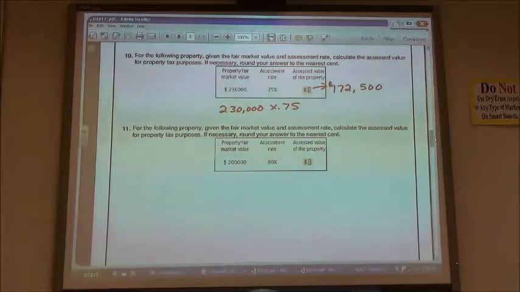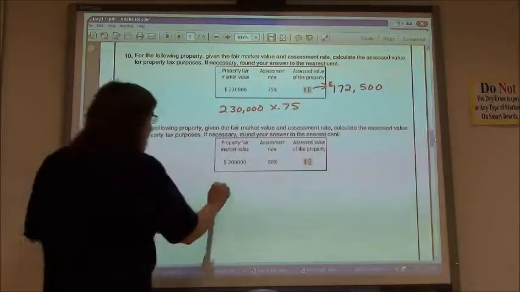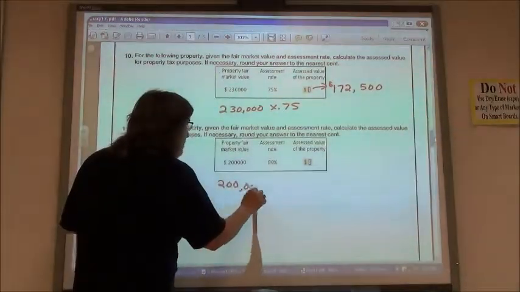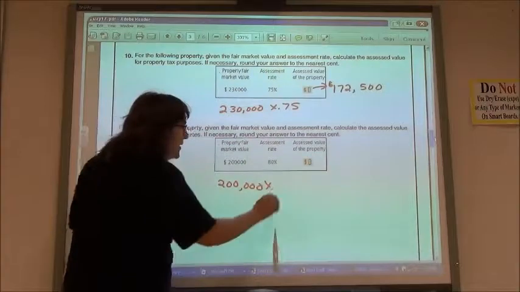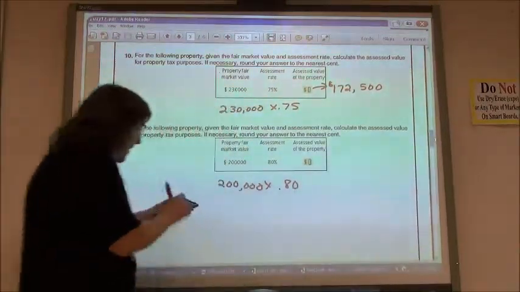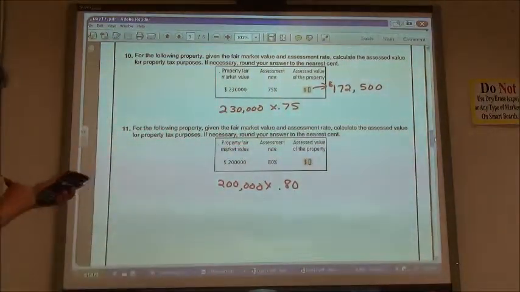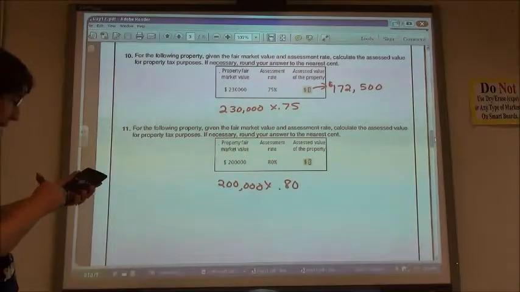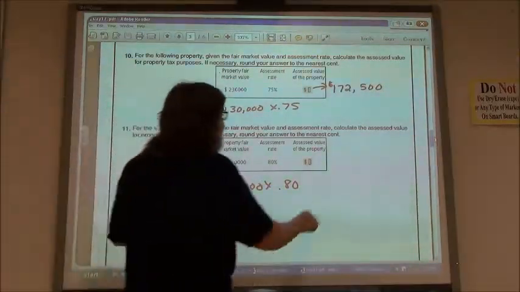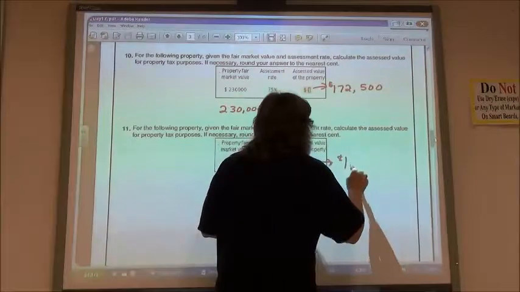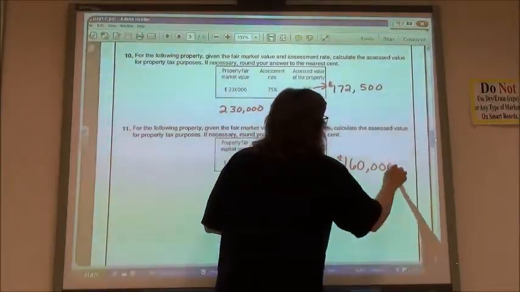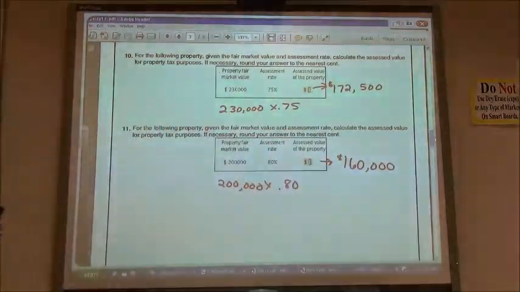Number 11, for the following property, given the fair market value and the assessment rate, calculate the assessed value for the property tax purposes. If necessary, round your answer to the nearest cent. So this property is worth $200,000. The assessment rate is 80%, so 0.80. And so we're just going to take 200,000 times 0.80, and so $160,000 is what we would pay our property taxes on.